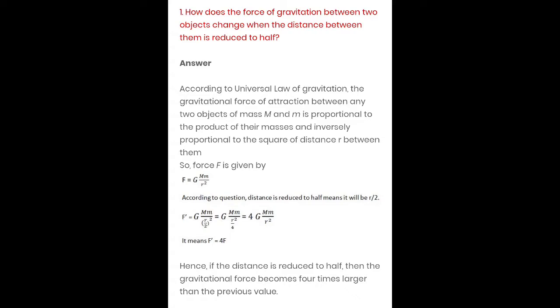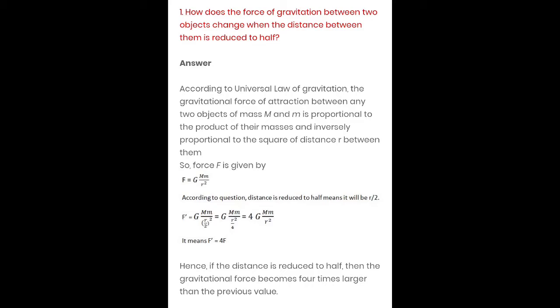See the first question. How does the force of gravitation between two objects change when the distance between them is reduced to half? As we know, according to the universal law of gravitation, the gravitational force of attraction between any two objects of mass capital M and small m is proportional to the product of their masses and inversely proportional to the square of distance r between them.